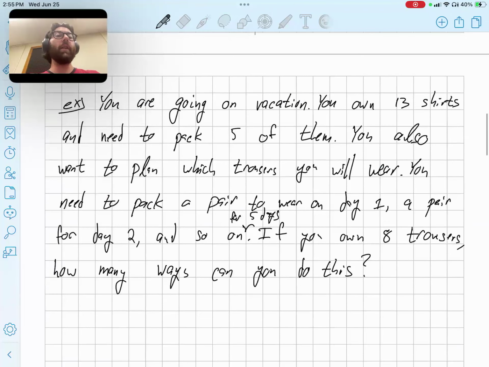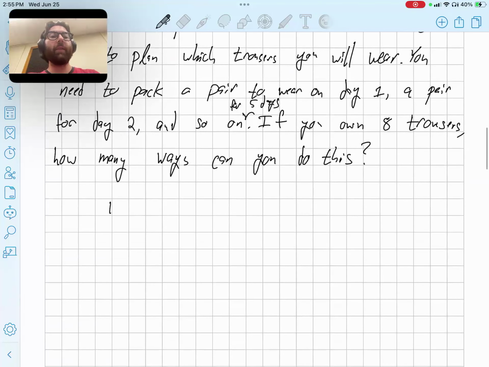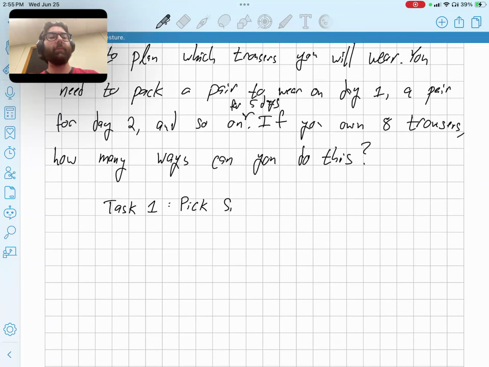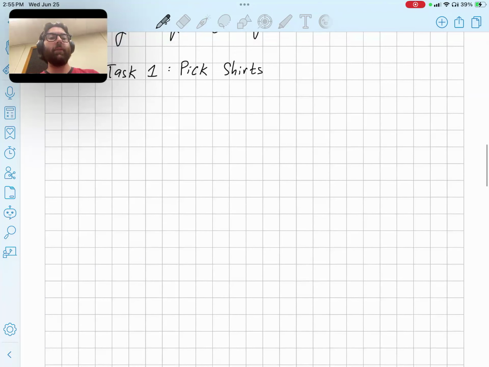And so here we have two more, we can break this into 2 tasks. So task 1 is to pick your shirts. And task 2 is to pick trousers.